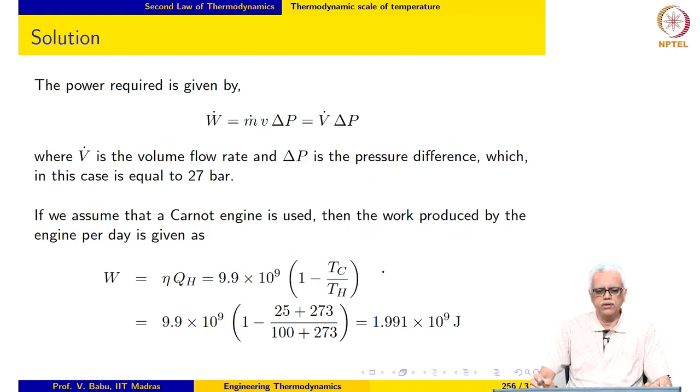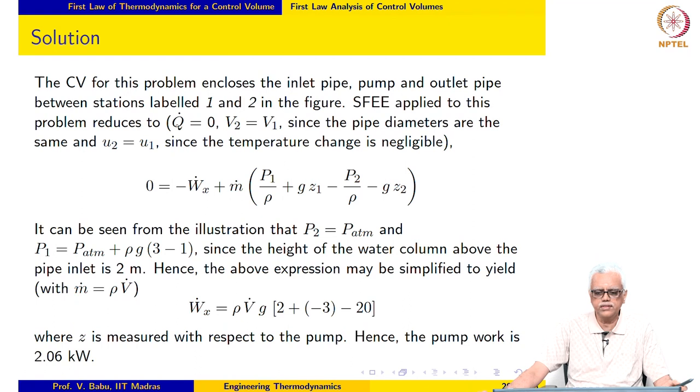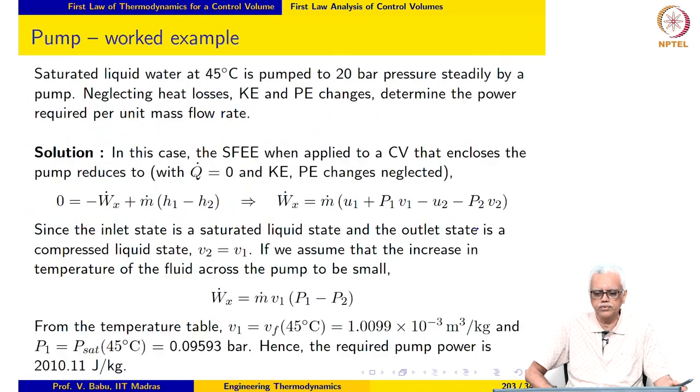The power required for pumping water at the rate of m dot kg per second through a pressure difference of delta P is given as m dot times V times delta P. You may recall that we derived this expression in one of our earlier examples involving steady flow analysis for a pump. So, we derived this expression Wx dot equal to m dot times V times delta P in one of the steady flow examples. So, we make use of that expression now.